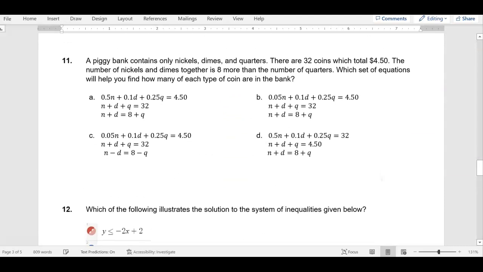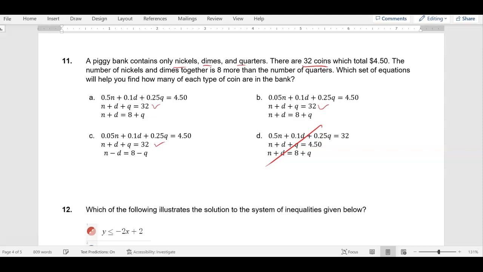All right, piggy bank only has nickels, dimes, and quarters. There are 32 coins. If it tells you how many coins and the types of coins, then you know it's going to be N plus D plus Q equals 32. D doesn't have what we need. Now it says the total's 4.50.